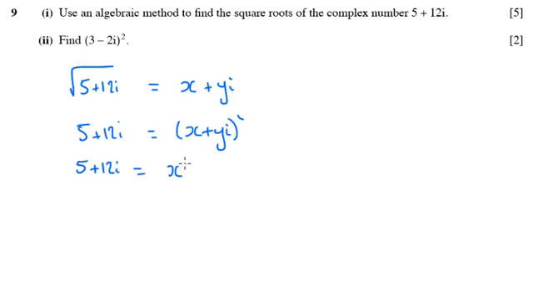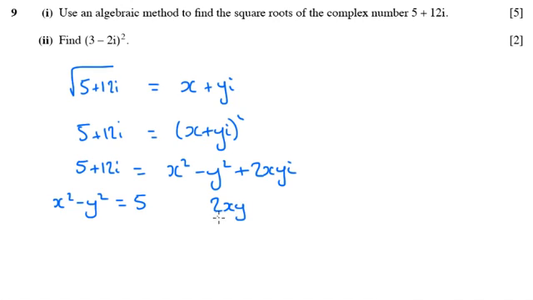But x plus yi all squared is equal to x squared minus y squared plus 2xyi. If you multiply that out properly, you'll find that you get this. And then we can say that the real part has to be equal on both sides. So x squared minus y squared has to equal 5, and 2xy, the imaginary part, has to be equal as well.